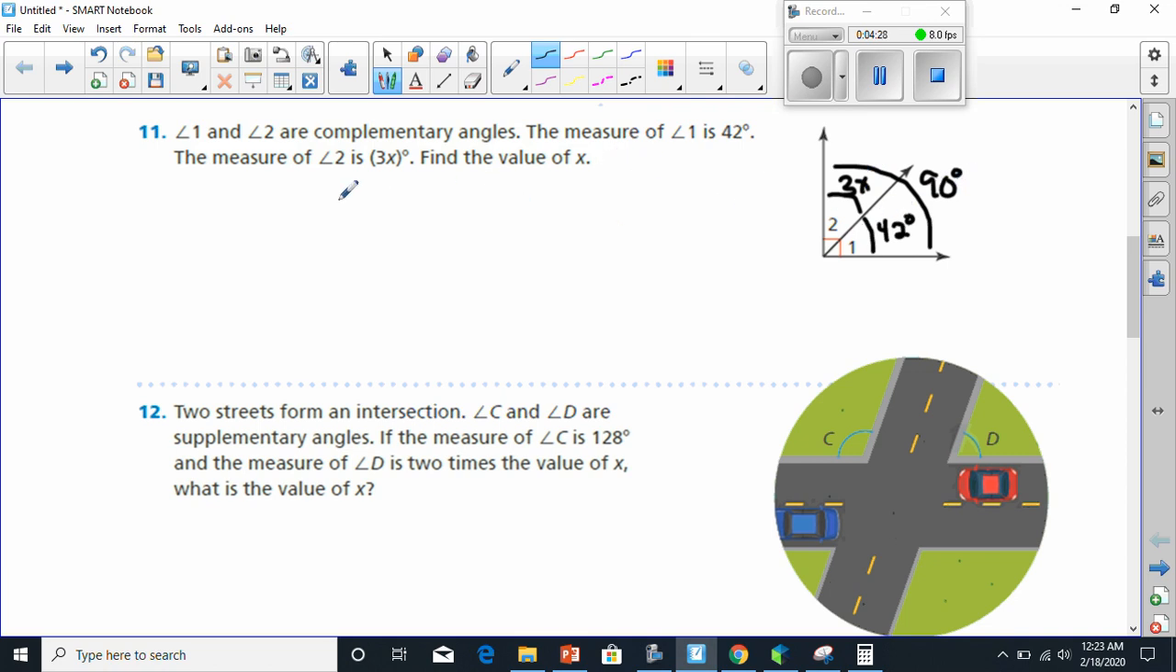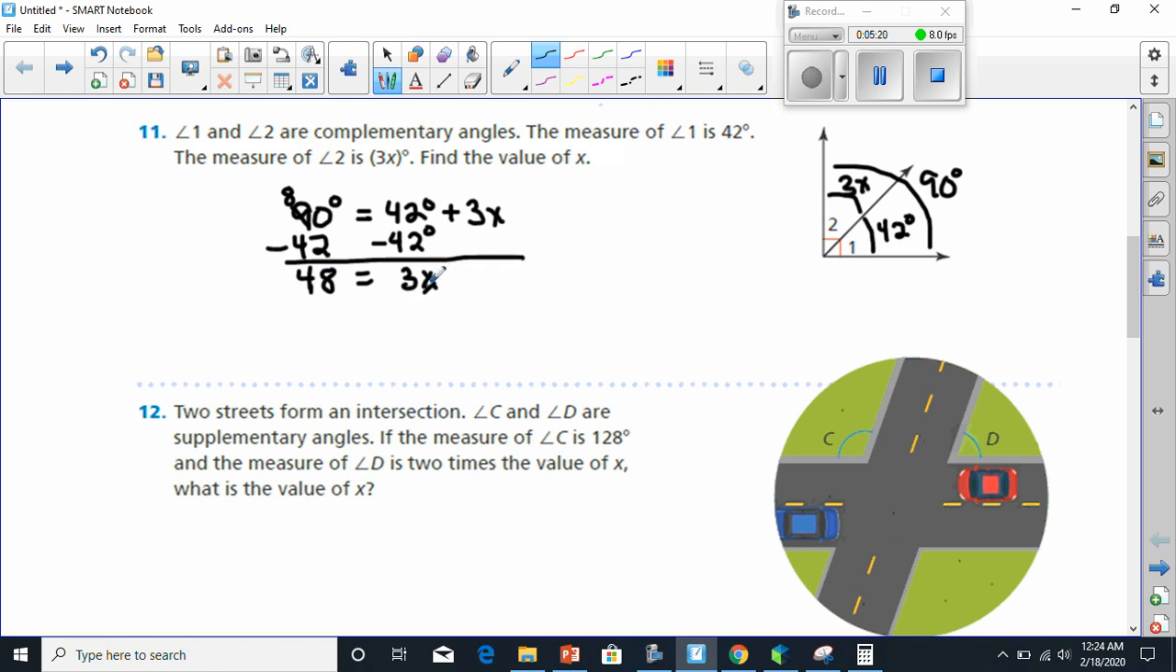Well, we know that 90 degrees is going to be equal to 42 degrees plus 3x. We solve this by using the same properties we use for two-step equations. First, we're going to isolate the variable by getting rid of the numbers using our properties of subtraction. When we do that, we see we have 3x left over, and we're going to have to borrow one from here, which is going to leave us 48.